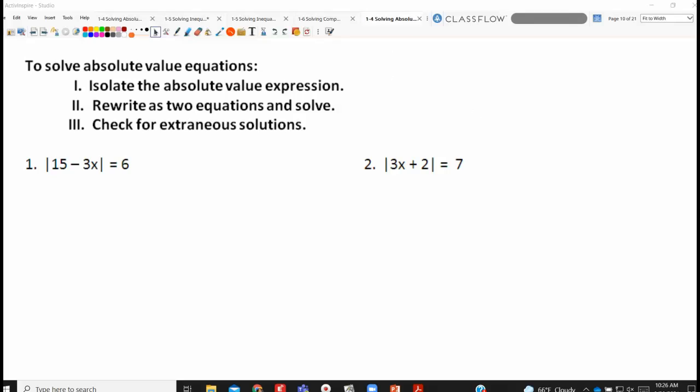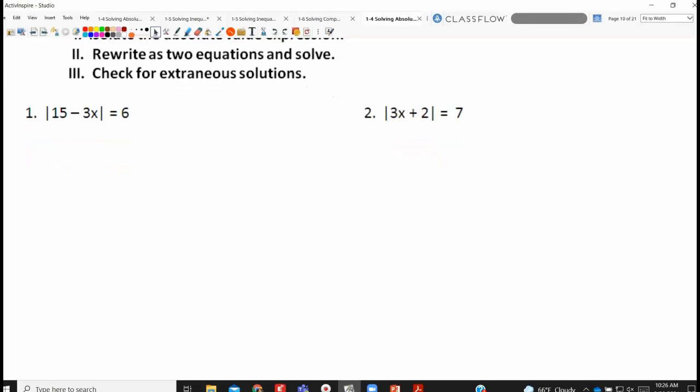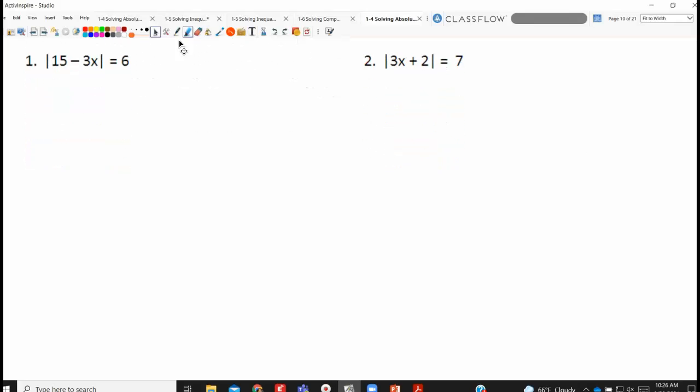So in number one, the absolute value is isolated.